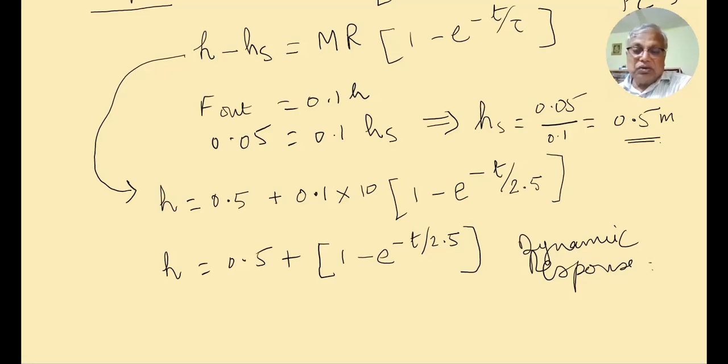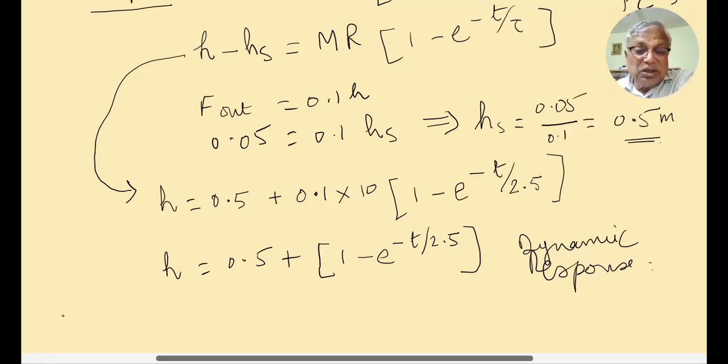So when will the tank overflow? The tank will overflow when full height is reached. That is when H equal to the height of the tank, 1 meter. So when the tank height equals 1 meter, it is going to overflow.